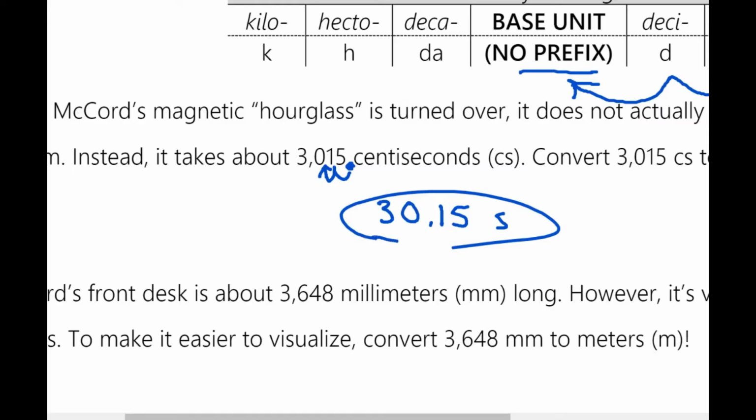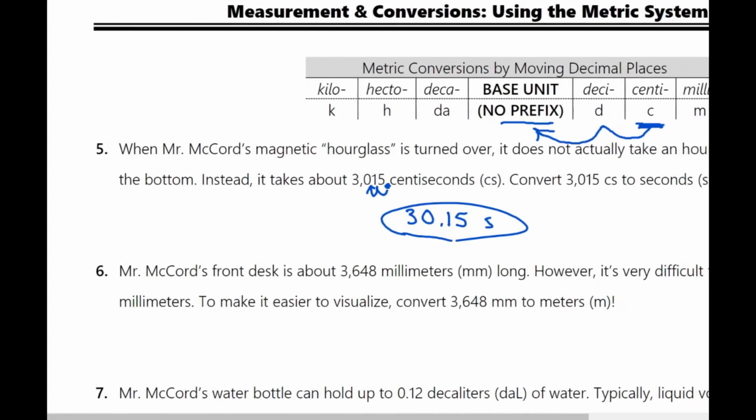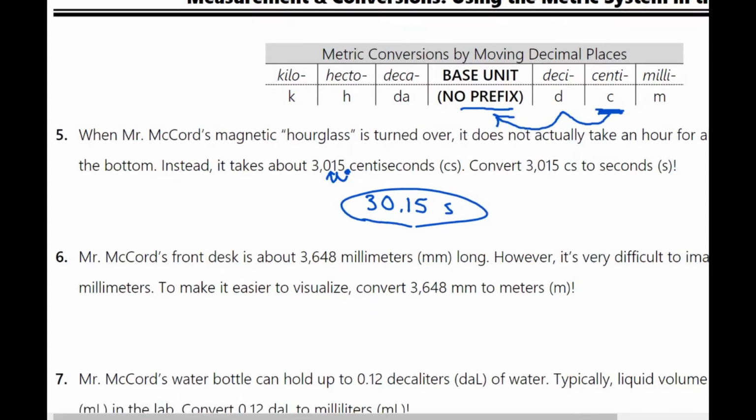Again, we can easily convert from one unit to another and different sizes of different units in the metric system because we're just moving around the decimal point. We're just changing by factors of 10. Okay, let's look at another example.